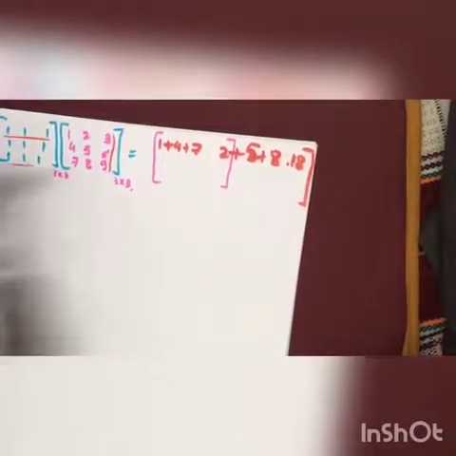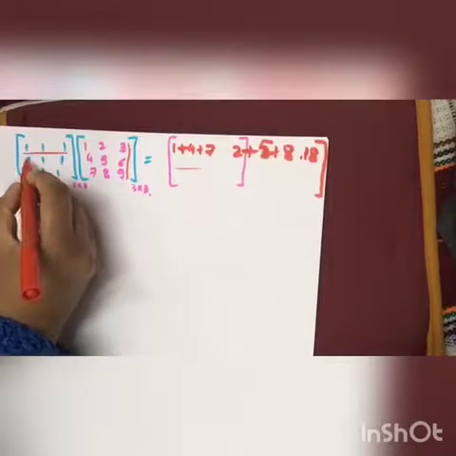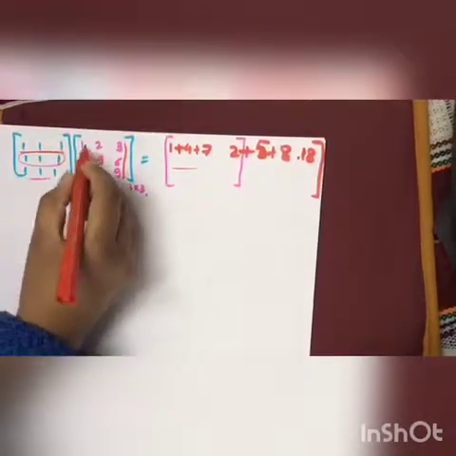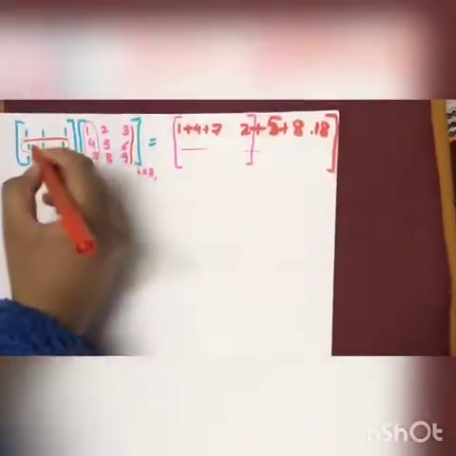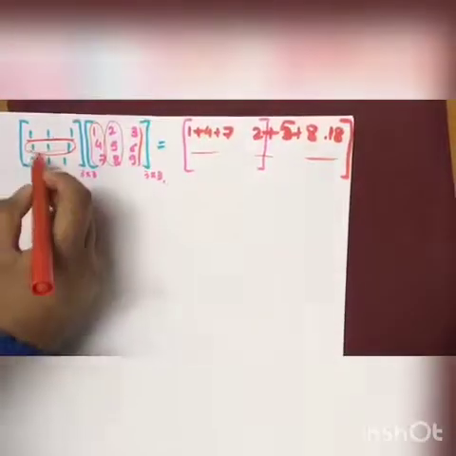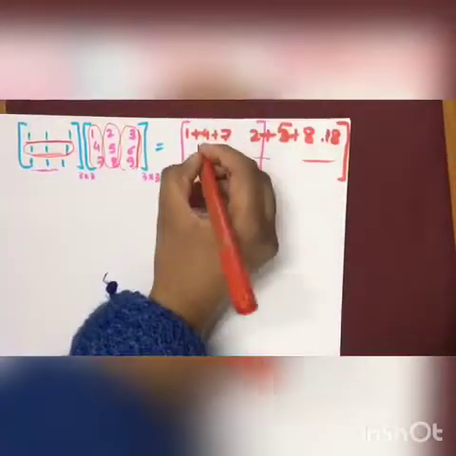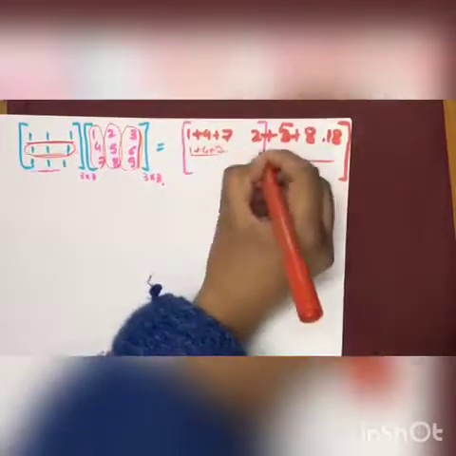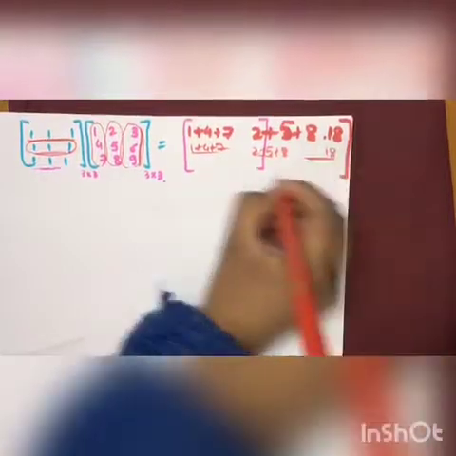And now for this element of the resultant matrix, we're going to take this row and multiply it with this column. Similarly, then for this element, we're going to take this row and multiply it with this column. For this one, we're going to take this row and multiply it with this column. So we'll just do that quickly. 1 plus 4 plus 7, 2 plus 5 plus 8, and 18.